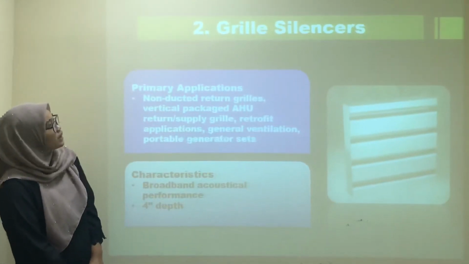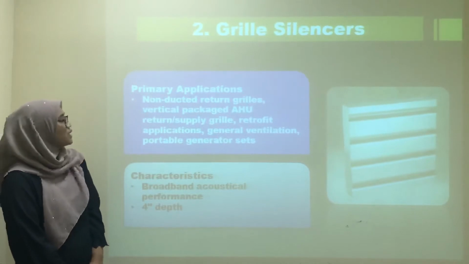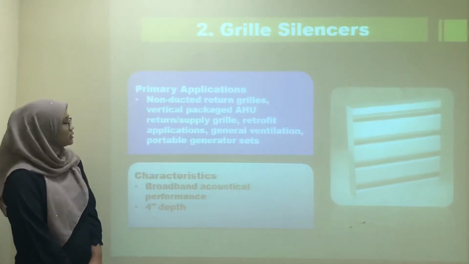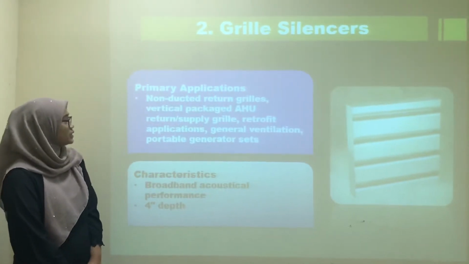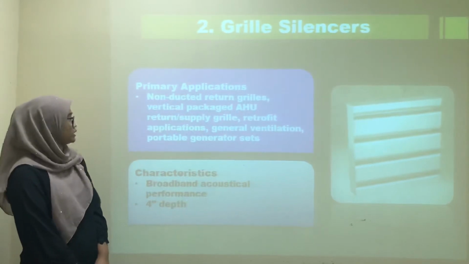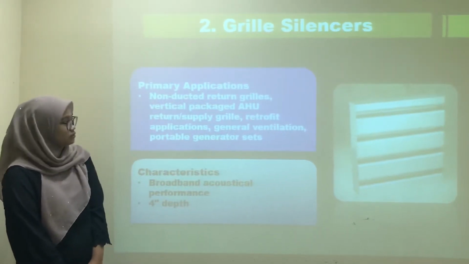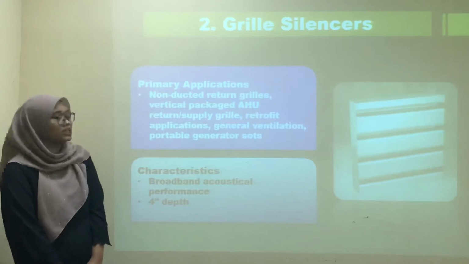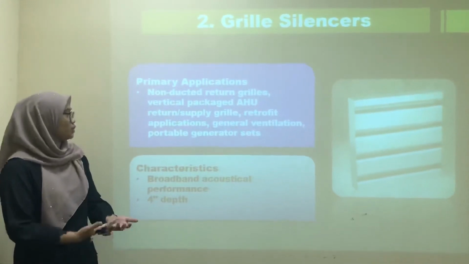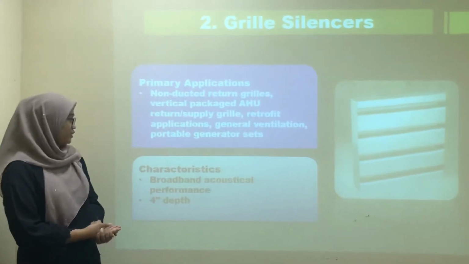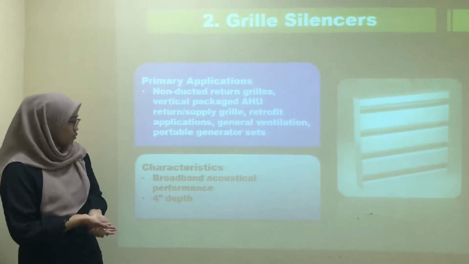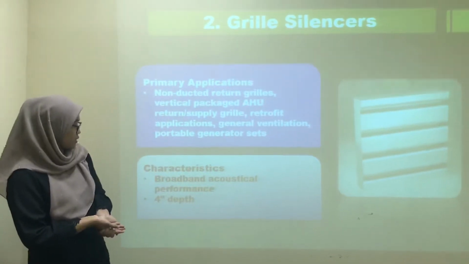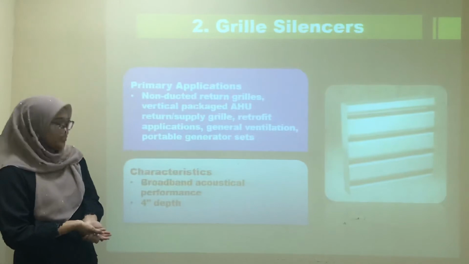Next, grill silencers. For primary application: no ducted return grills, vertical package, AHU return or supply grill, retrofit application, general ventilation, portable generator set. For characteristics: broadband acoustical performance and 4-inch depth.